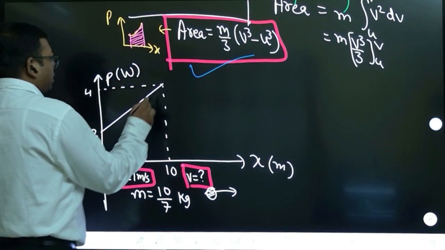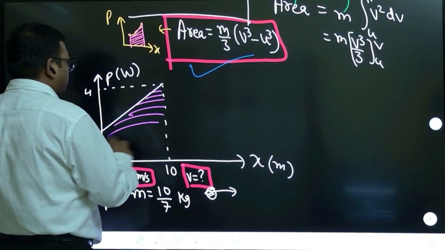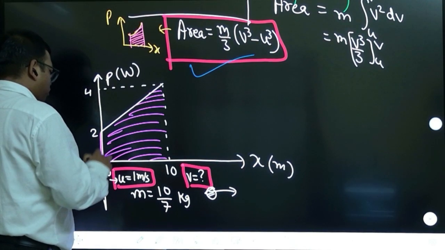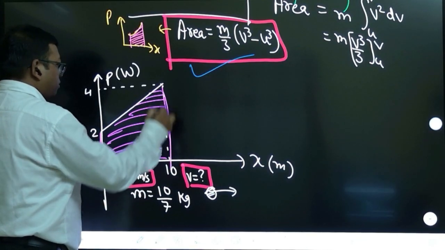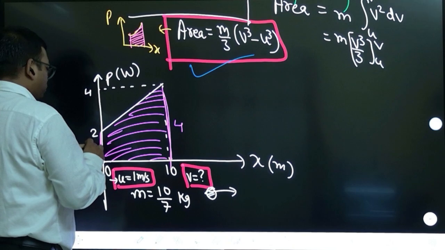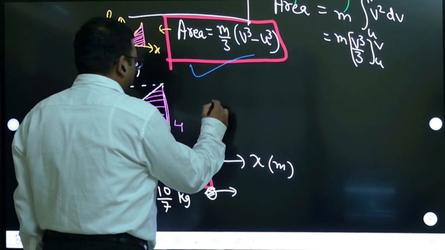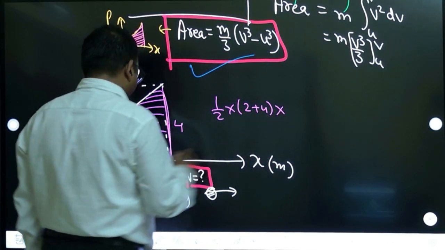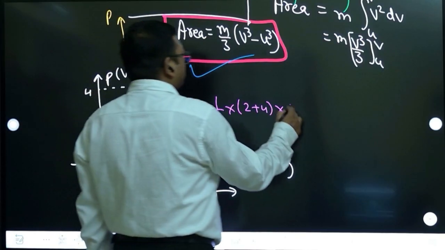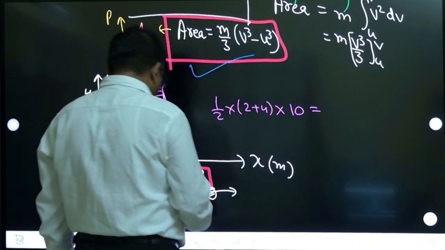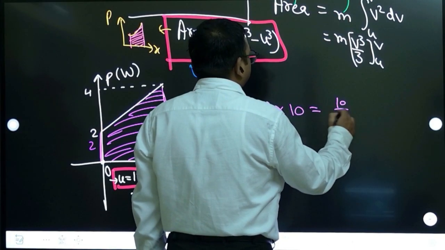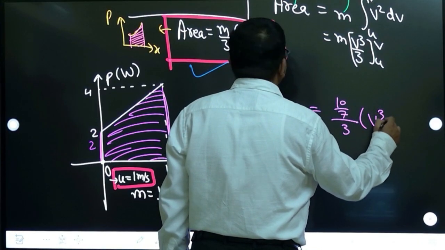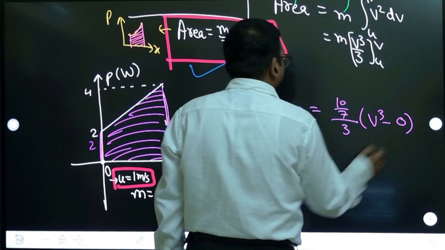Calculate the area. What is the area of this graph? It is a trapezium. These are the parallel sides, this is 2 and this is 4. So the area is half into the sum of parallel sides, 2 plus 4, into the height, which is 10. This is equal to m by 3, mass is 10 by 7, so 10 by 7 divided by 3, into v cube minus u cube. Initial velocity is 0 anyway. Solve it.